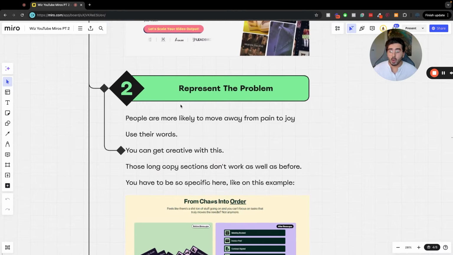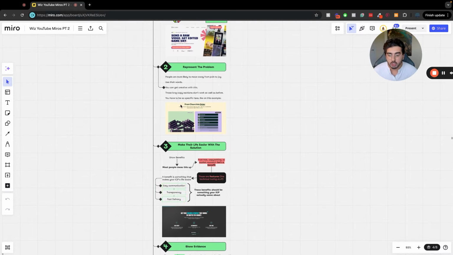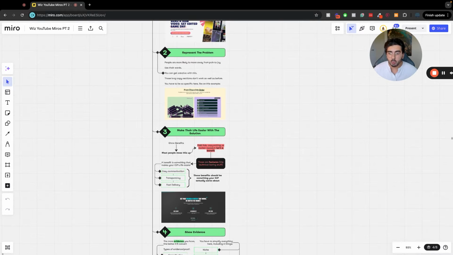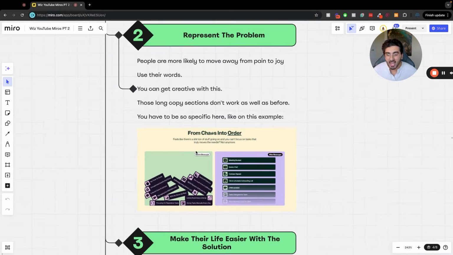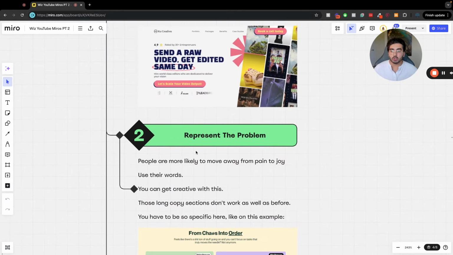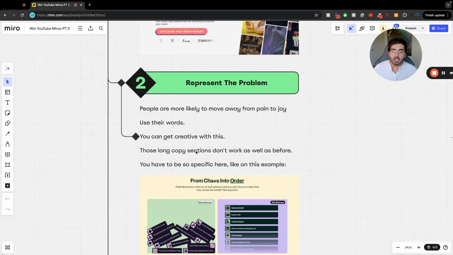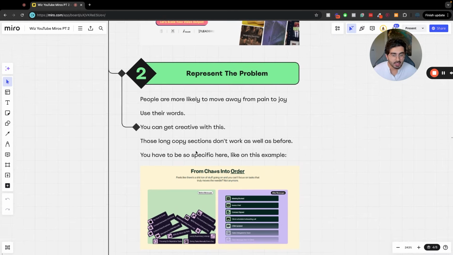Next up is going to be representing the problem. Guys, this framework here is so logically tested. All of these websites that I studied had these exact elements in the same exact order. These guys have spent millions of dollars on it and it's made millions of dollars back. So don't ignore any of these steps. Don't try playing around with it. Use this as your baseline.